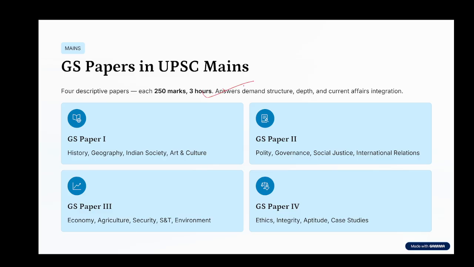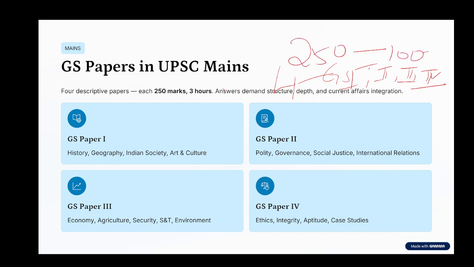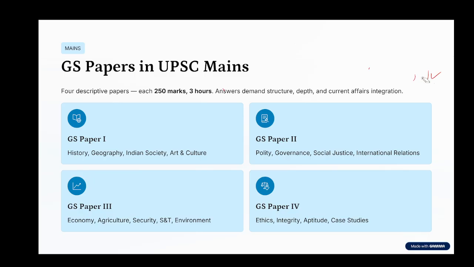What next? GS papers in mains. Okay, we already know about it, as we have 4 GS papers, 1, 2, 3, 4, and each carries 250 marks, total 1000, right? Now we will discuss in depth about it.